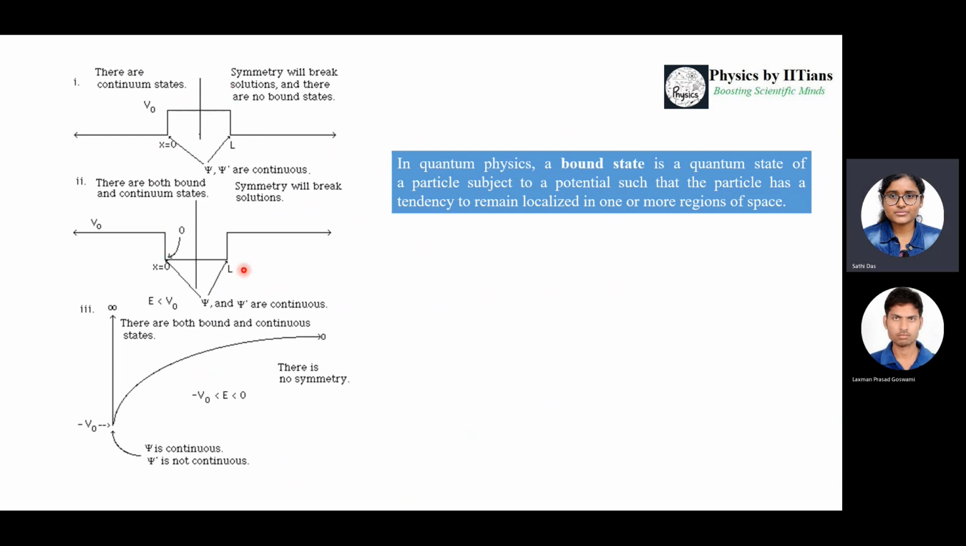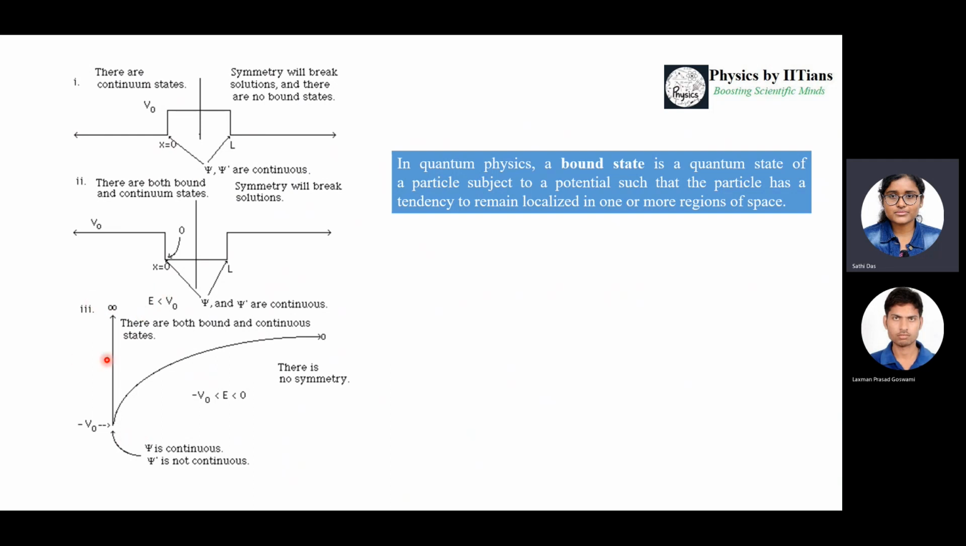The second one is the potential well, having a length of 0 to L, and this is V naught. Here this symmetry will break the solutions into even and odd solutions, and here both the bound states and continuum states exist, and at these two boundaries x equals 0 and x equals L, psi and psi prime are continuous, and we have taken here the particle energy to be less than V naught. So this is very important, what is the energy of that particle or of that wave.